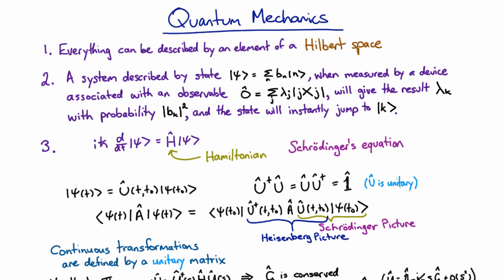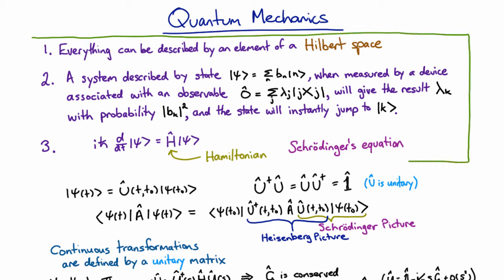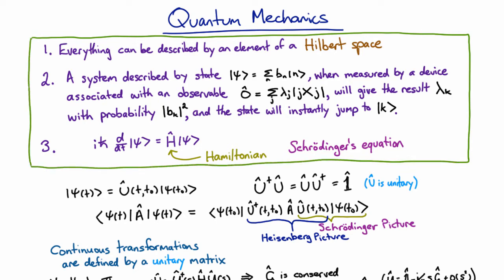So we have our three postulates of quantum mechanics: that everything is described by an element of a Hilbert space, that those elements evolve linearly according to the Hamiltonian and Schrödinger's equation, and that if we measure them, they stop evolving linearly and they suddenly jump according to the measurement postulate. Now, these three postulates have consequences.